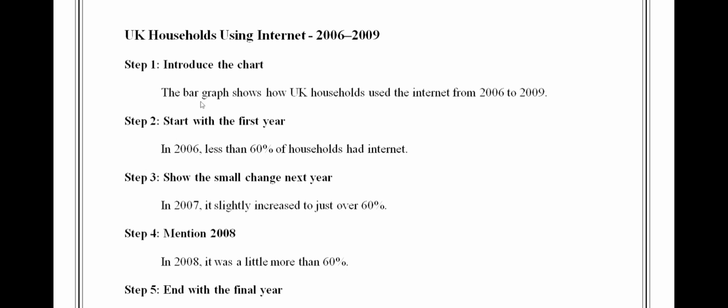So what is step number 1? Introduce the chart. The bar graph shows how UK households use the internet from 2006 to 2009. I need not explain this again. The word from will always take a pair conjunction, which is to. So the first sentence is very clear.